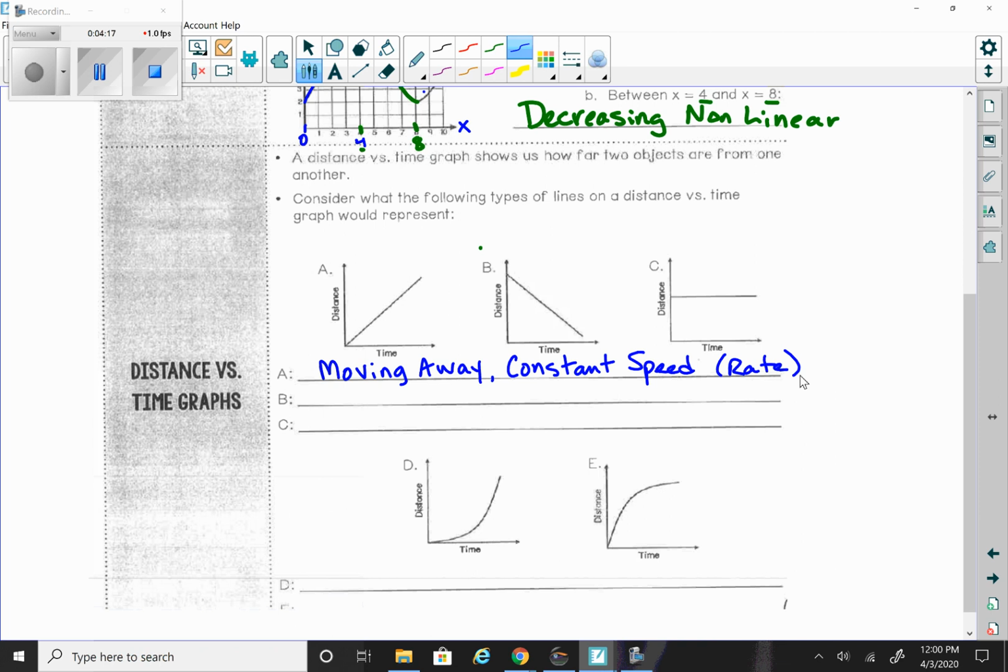In my second one here, B, we can see the line starts up here and it's going downhill. So now your distance is going down or decreasing, so we can say that we're moving closer to the object or the item. We're moving closer, let's say, to home or wherever you're trying to go. But again, it's a straight line, so we're still moving at that constant speed or rate because it's a straight line. You're still moving at a constant speed or rate.